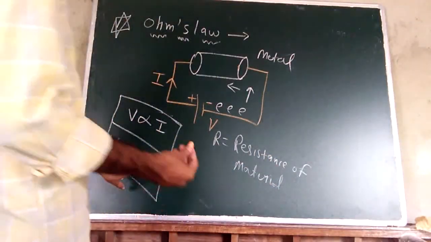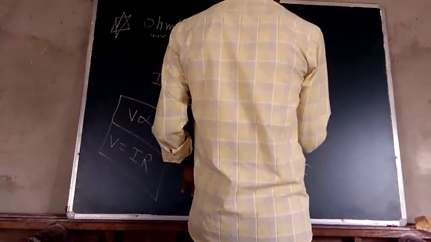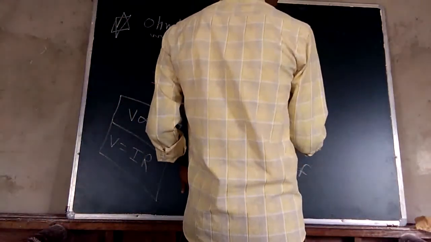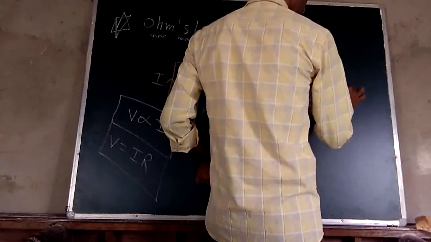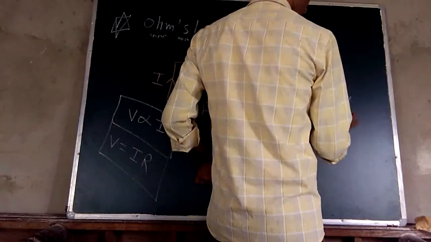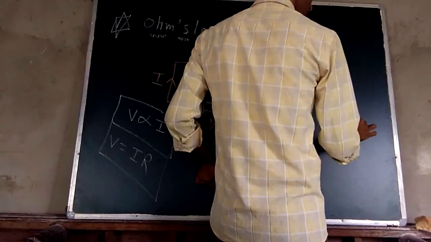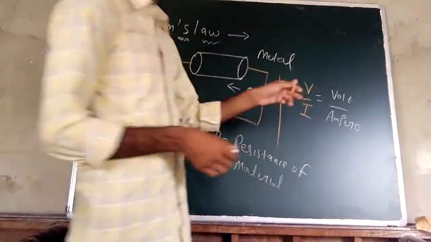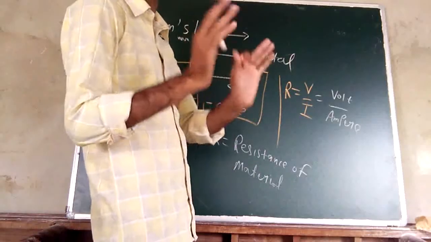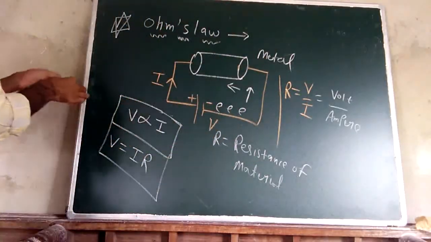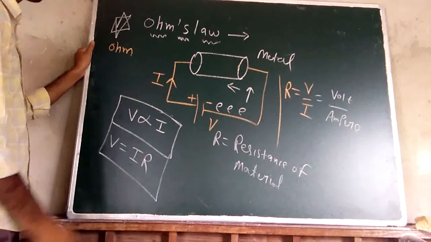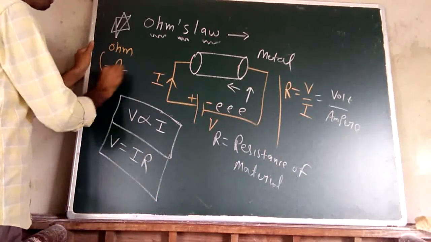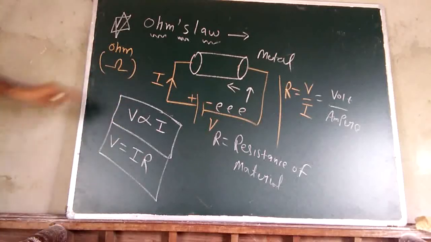Now what is the resistance? R is V divided by I, so the unit of resistance is volt divided by ampere. This is also a unit of resistance, but there is a standard unit of resistance, which is known as ohm. The unit of resistance is ohm, and the symbol of ohm is this. So ohm is the unit of resistance.